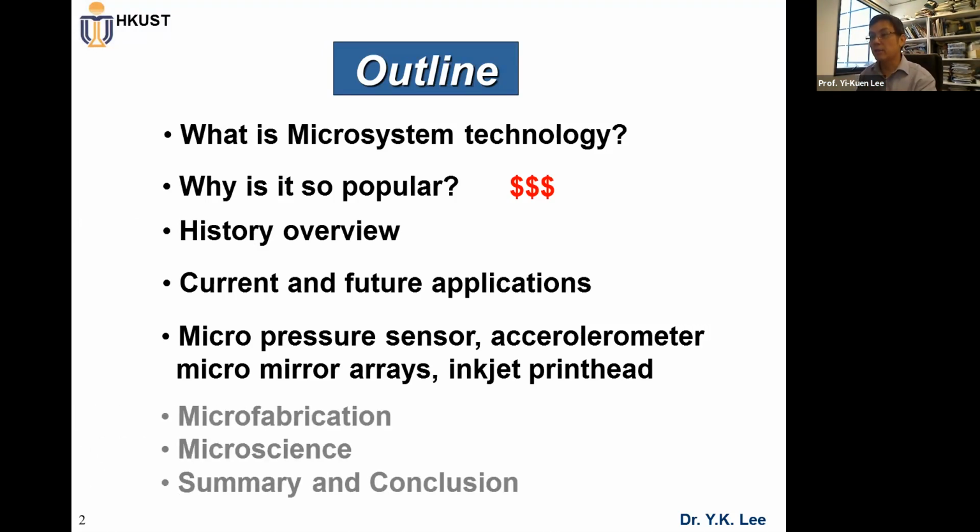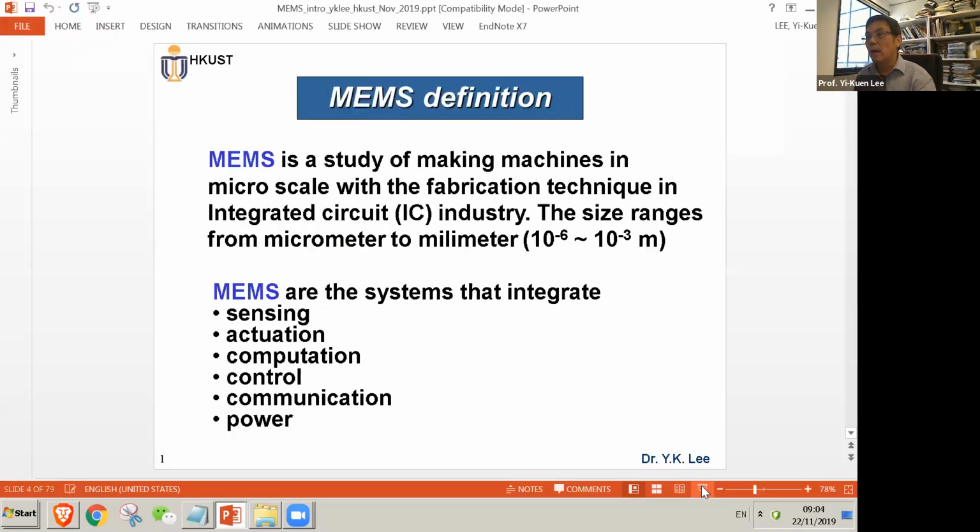Okay, so here I just show you, of course, today I just quickly finish this remaining part of this lecture, so that we again quickly show you that micro machine is a very important topic, right? It's micro. We try to do fabrication of this micro machine using the IC industry or similar industry, and the size ranges from micrometer to millimeter. And again, it's a system integration, integrating sensing, actuation, computation, control, communication and power.